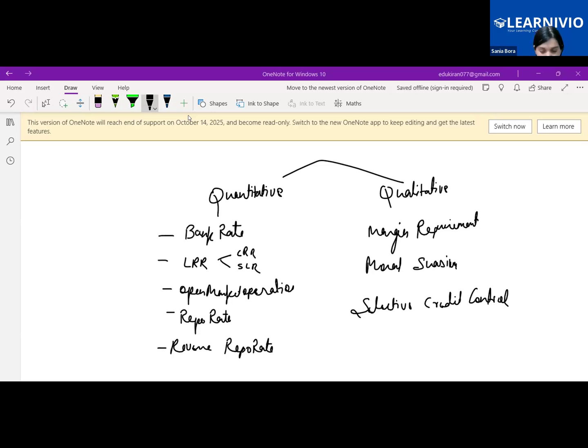What is the second one in quantitative? Sorry, what is the second one in qualitative? Moral suasion, SUASION.